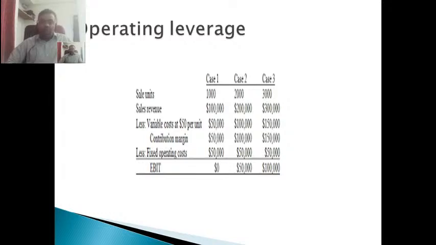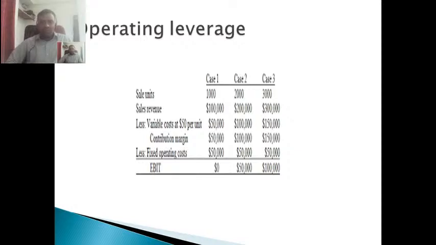In the first quarter when they sold 1000 idlis, suppose they have taken 100 rupees for each idli, so there is 1 lakh rupees in sales revenue. In the second case, they sold 2000 idlis in the second quarter, so they make a revenue of 2 lakh rupees. And in the third quarter, when they sold 3000 idlis, they made 3 lakh rupees.